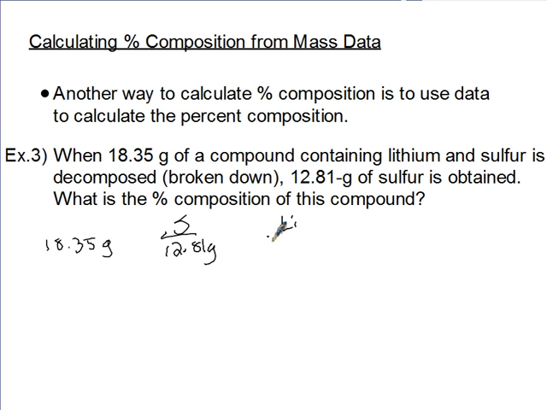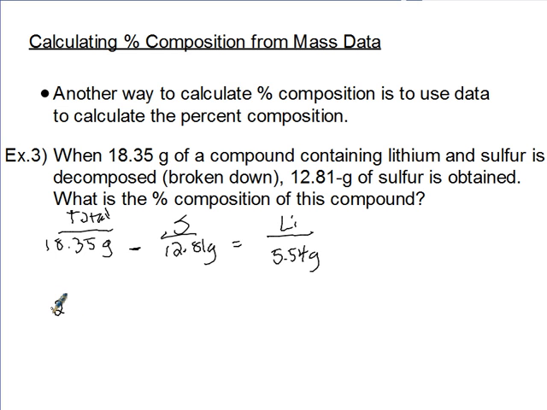So if we wanted to find the mass of lithium, all we would have to do is subtract these two, and we would get the mass of lithium, which in this case is 5.54, I believe. Okay, so now we have the total mass of the compound, and we have the mass of each element. So we can do our percent composition calculation.